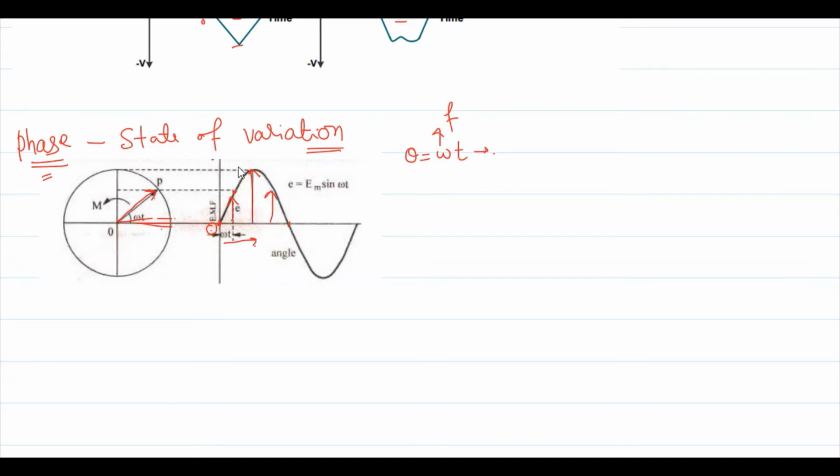So that's why any oscillations can be represented in the form of circular phasor diagrams. This is called a phasor diagram. Depending on the wave which is getting forward or backward, we define its phase.